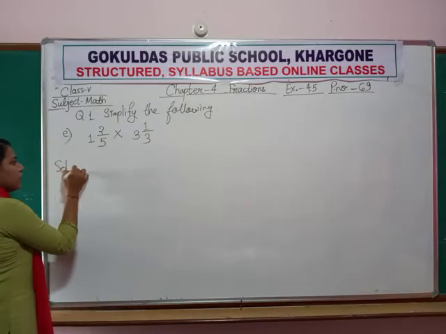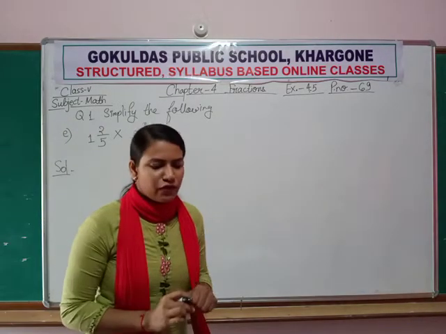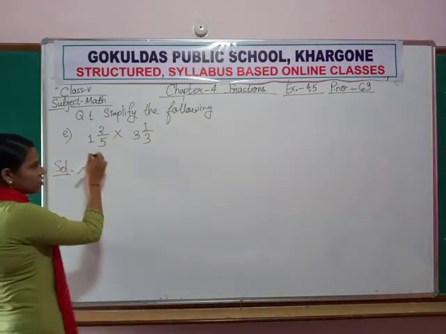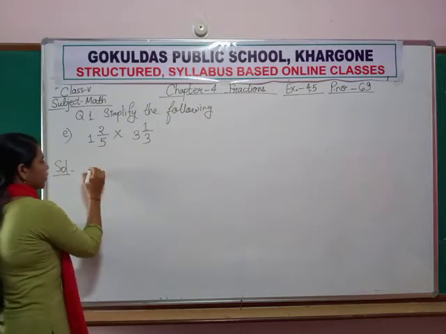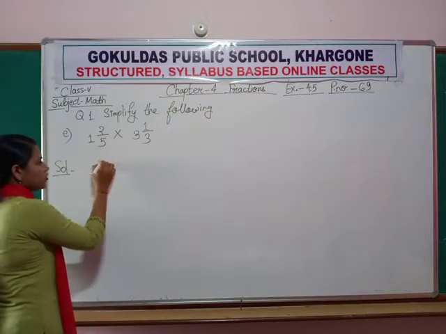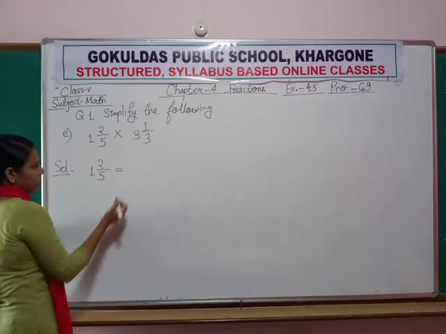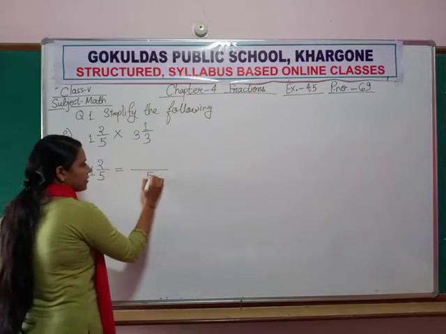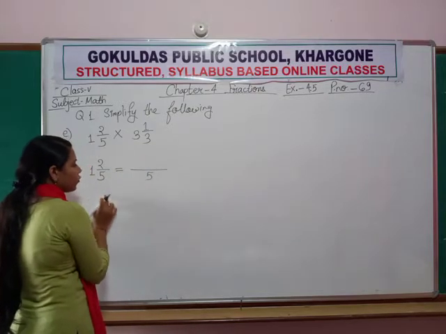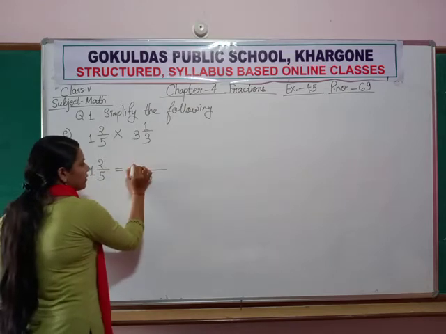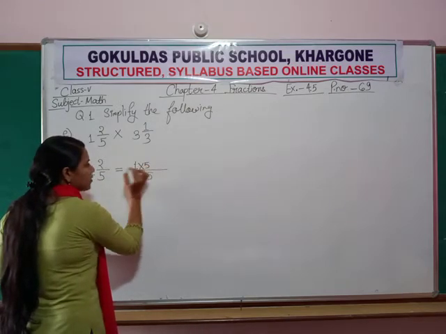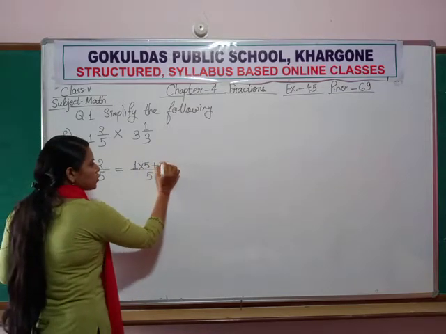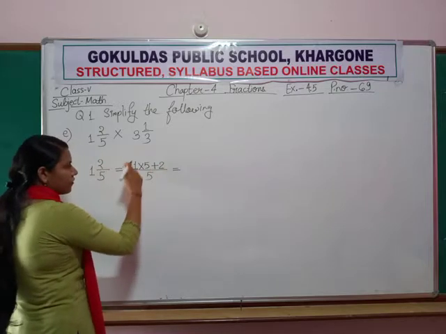So first of all, we will convert these mixed fractions into improper fractions. The first mixed fraction is 1 2/5. Let us convert it. How do we convert it? We write the denominator as it is, and in the numerator part, we multiply the whole number with the denominator. So the whole number is 1 and the denominator is 5. Then plus numerator. So here the numerator is 2. So write 2.